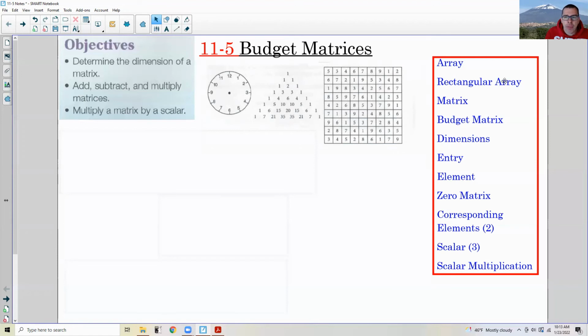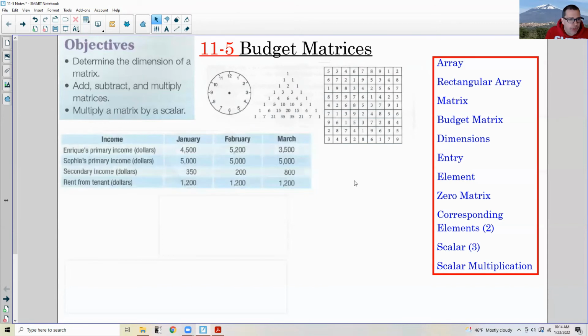Now there's a rectangular array. Well, a rectangular array is what we've been working with, if you followed any of my other previous videos from this chapter. If you do a spreadsheet, that's a rectangular array. Any chart or anything like that is considered an array. So this right here is a chart. It's got 4 categories: income and 3 months, and then some values. So that is considered a rectangular array. That's an example of a rectangular array.